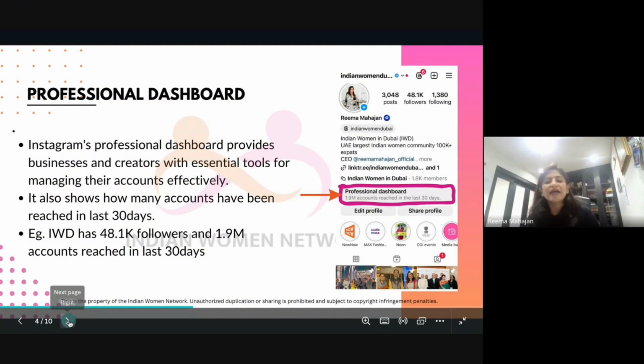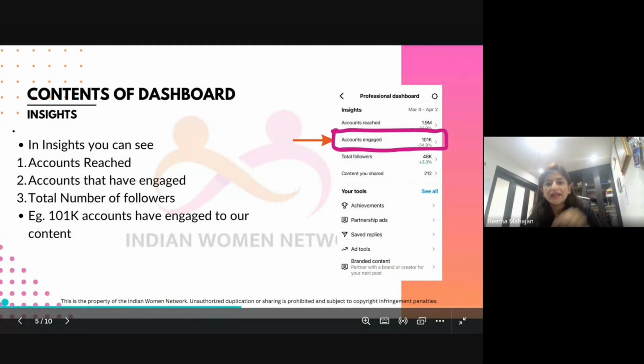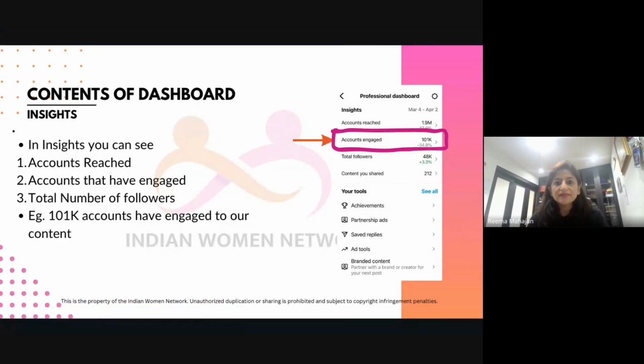Now let's click inside your dashboard. Everybody just click inside your dashboard and you will see something like this. You have 3 big parameters at the top. One is accounts reached. That is the 1.9 million we have talked about. Second is the accounts engaged. And the third is your total followers. Total followers you also see on the main page. Now, the second one is accounts engaged. These are the accounts who have liked, commented, shared, interacted with your account in some way, right?